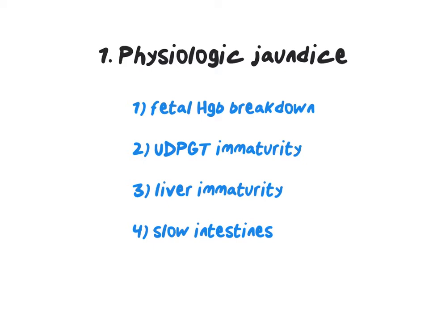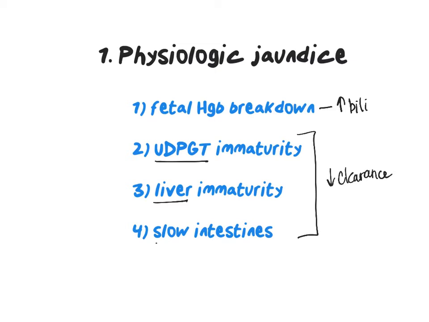One, fetal hemoglobin actually breaks down faster than adult hemoglobin. So this leads to an increased source of bilirubin. And then these three problems have to do with decreased clearance of bilirubin. So one is that all of these things have to do with infant immaturity. So the enzyme that converts indirect to direct bilirubin is immature, and so it's not converting as quickly. The liver is immature, and so this leads to kind of backup of the indirect bilirubin.